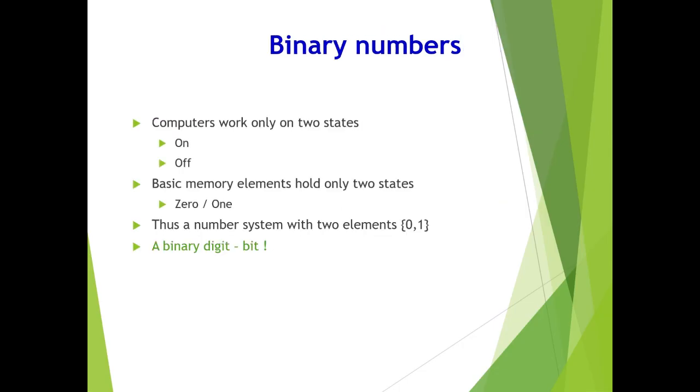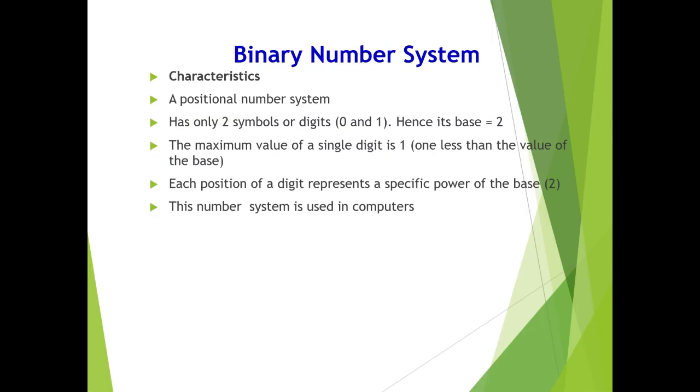And next number system is binary number system. Binary number system has only two elements, 0 and 1. The simplest form of binary digit is bit. And it has two symbols as I told earlier, 0 and 1.